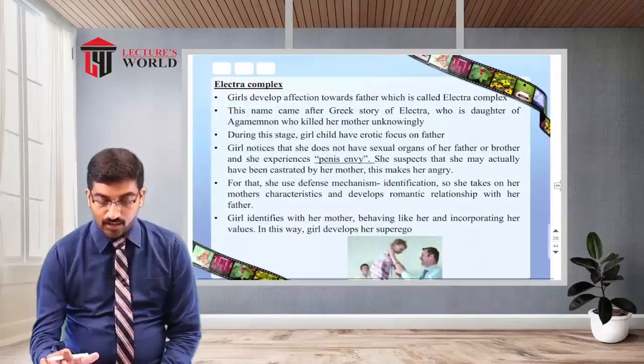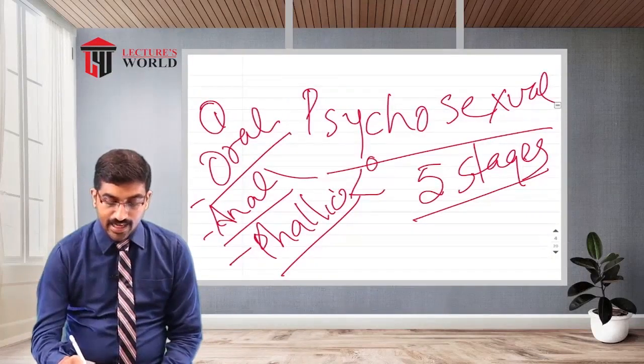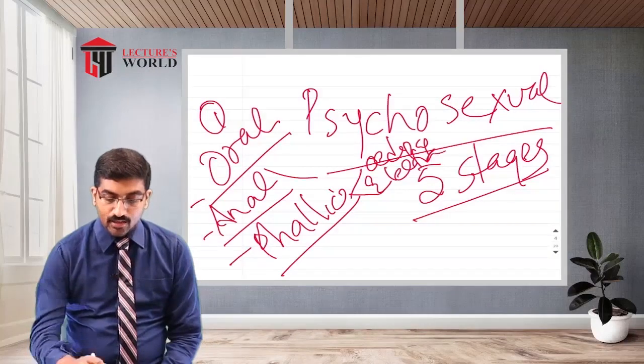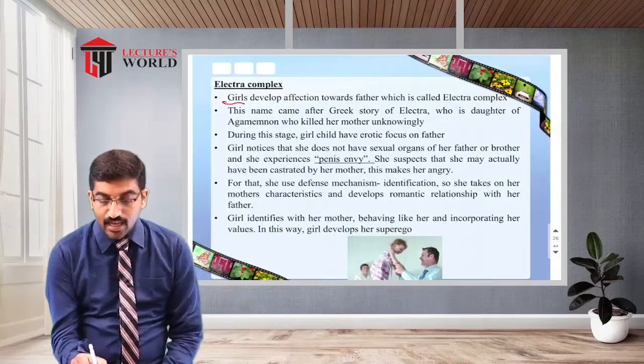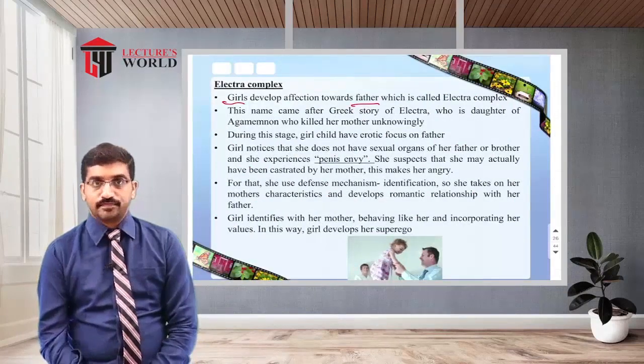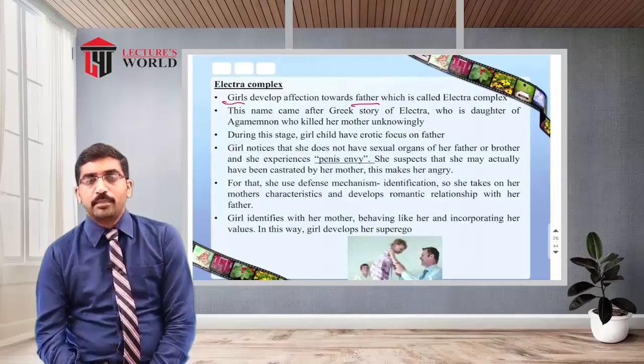Next is the Electra complex. The Electra complex is also very important in the phallic stage, Oedipal and Electra. So what is the Electra complex? The Electra complex is for girls. Girls have attraction towards the father. Generally, we know it is a usual thing. It's not a probability. People always do.